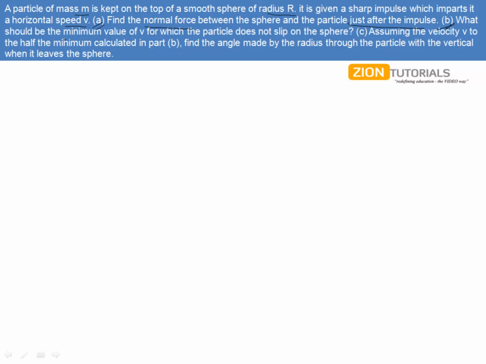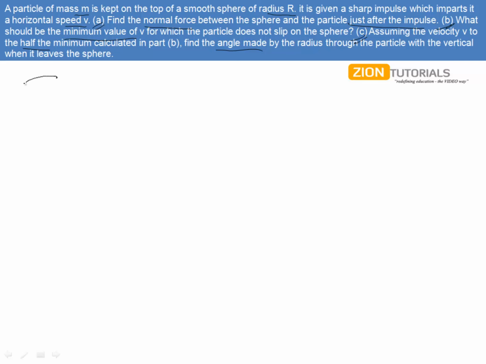What should be the minimum value of v for which the particle does not slip on the sphere, and assuming the velocity v to be half the minimum calculated in part B, find the angle made by the radius through the particle with the vertical when it leaves the sphere.